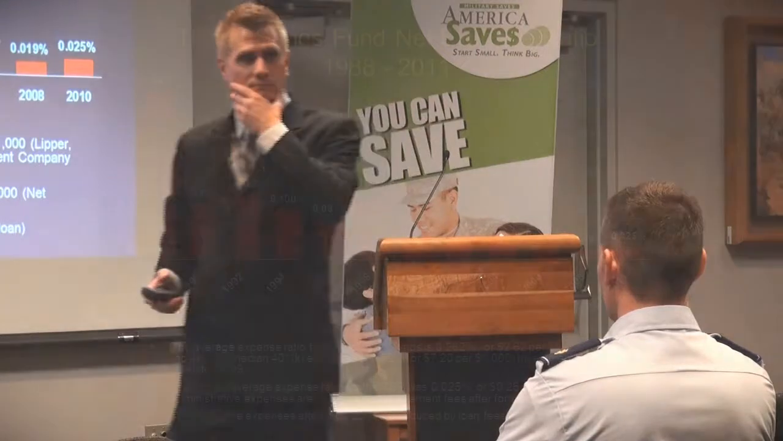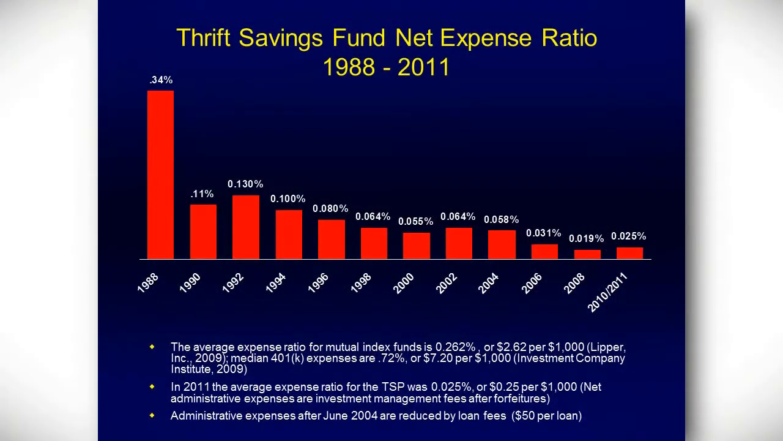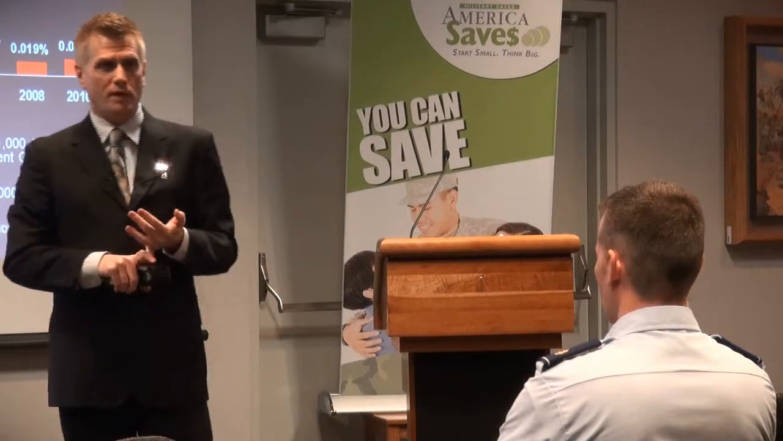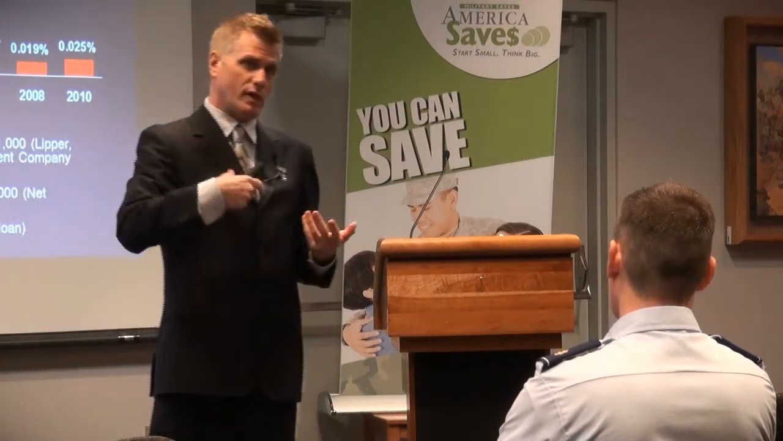Yes, sir. The question I have is, you use the word net. Is there something that's not said or untold? Well, the net expense ratio includes things like forfeitures. Those folks who don't meet the 3-year requirement for vesting of the 1% automatic agency money for FERS, when they don't meet that, that money gets forfeited to the plan.